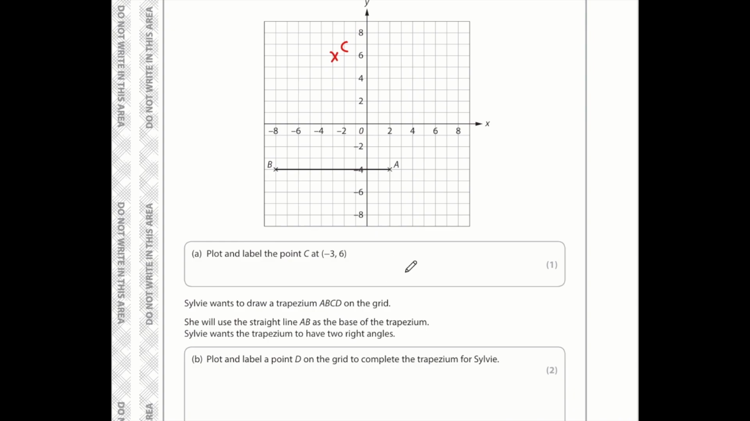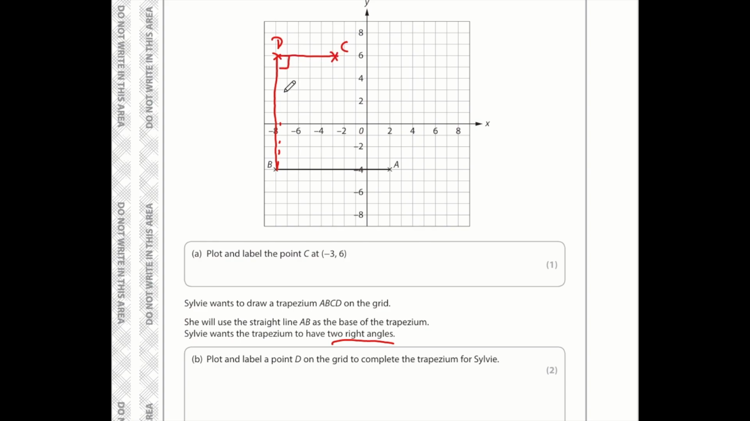And for the next part, we're making a trapezium, and it needs to have 2 right angles, and this is the base. So if it's got 2 right angles, then for this to be a right angle, point D needs to be in line with B and also in line with C. There we go. Again, it'd be better if I used a ruler.